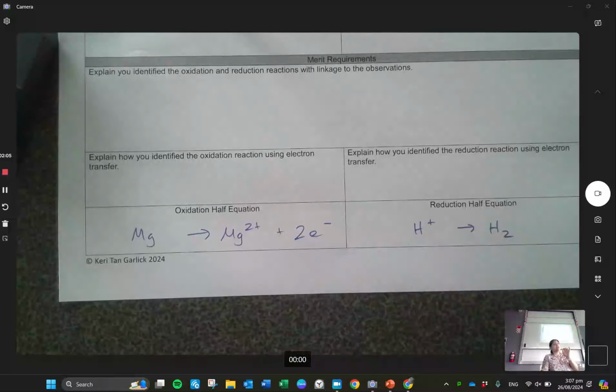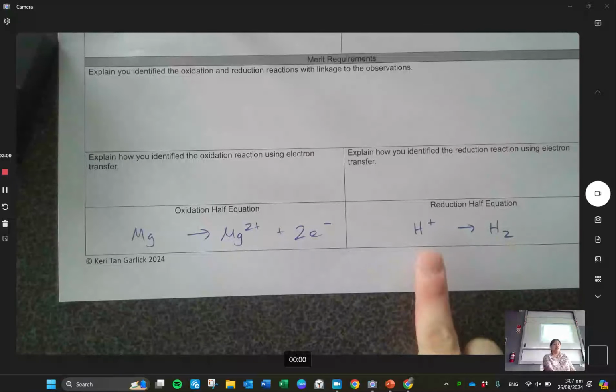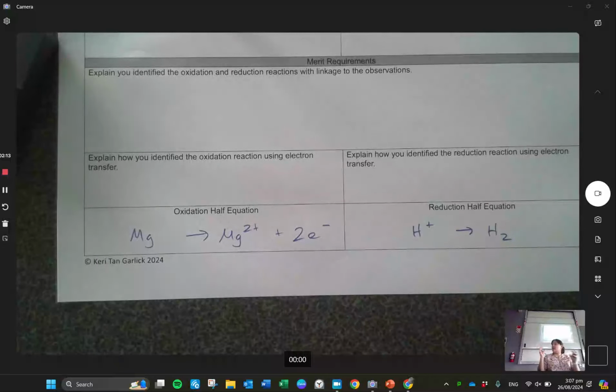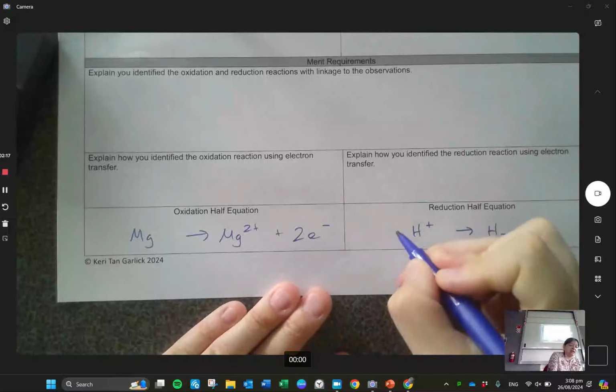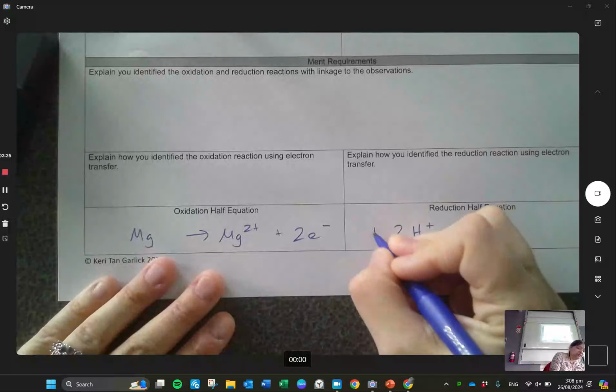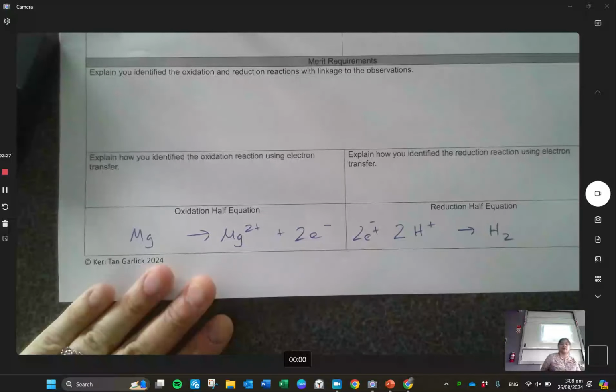Now, this is where it's starting to get more complicated because we now need to start balancing our equations. This is a 1 on this side, and that's a 2. So in order for me to balance it, I can only add coefficients, which is numbers in front of stuff. And the way I'm going to do that is by adding a 2 in front. Okay? The next thing I need to do is add my electrons. So in this case, it is going to be gaining 2 electrons. So we're doing 2e minus.